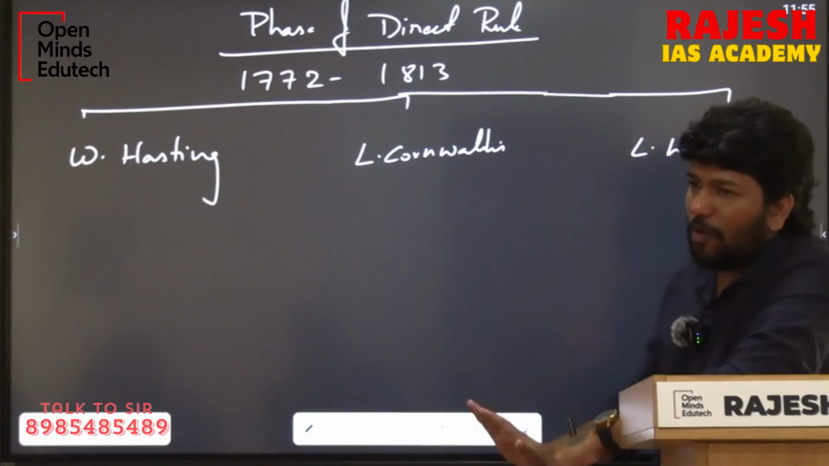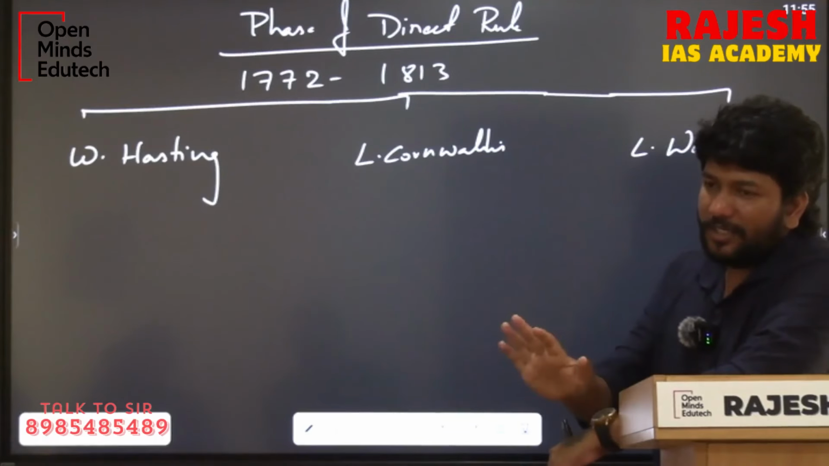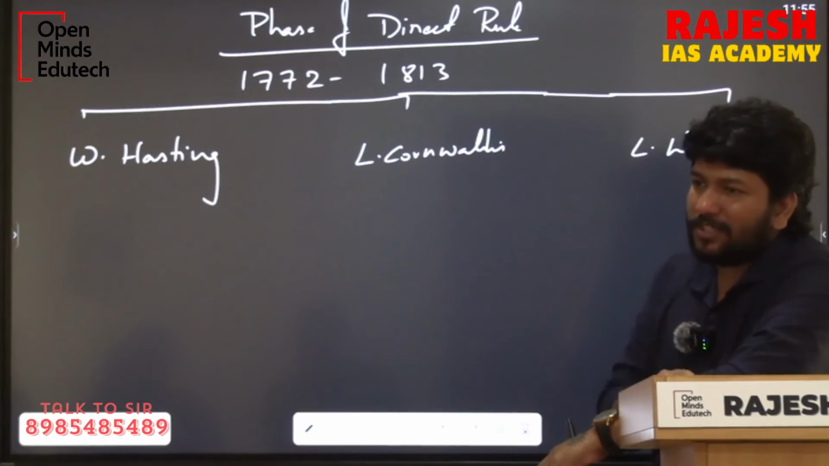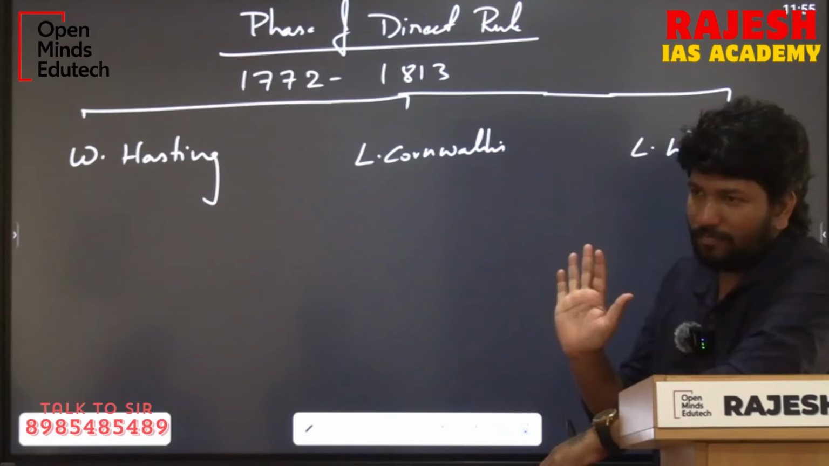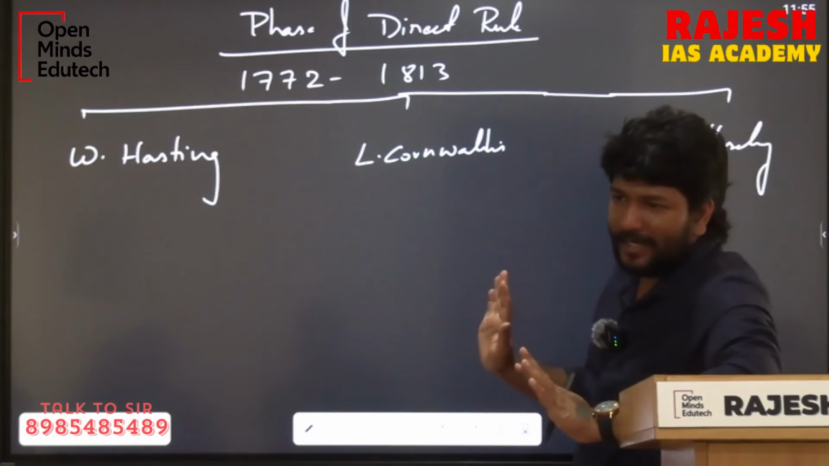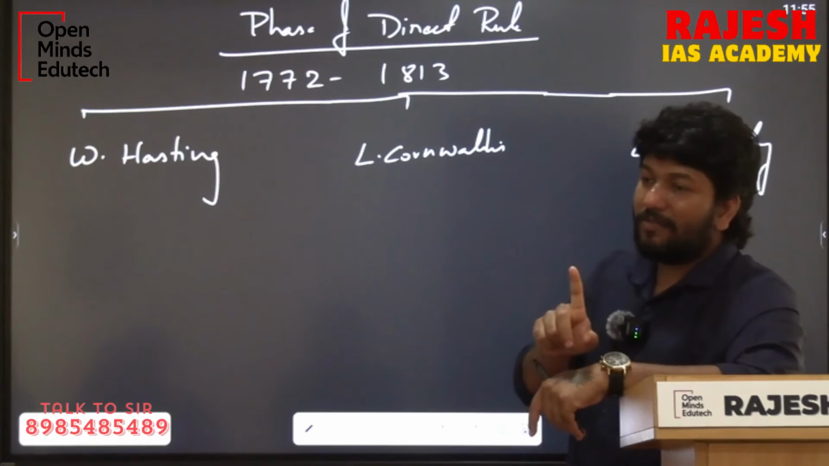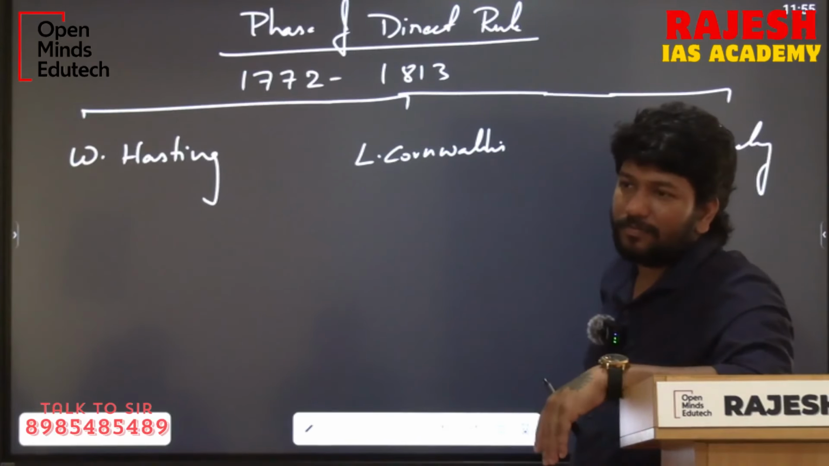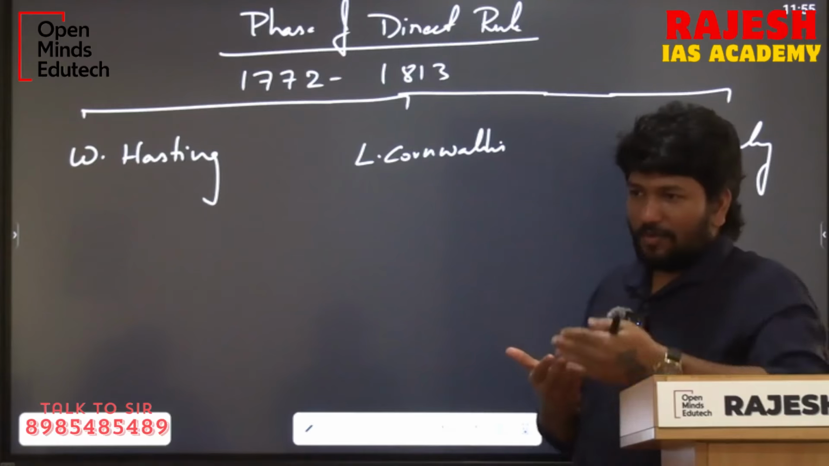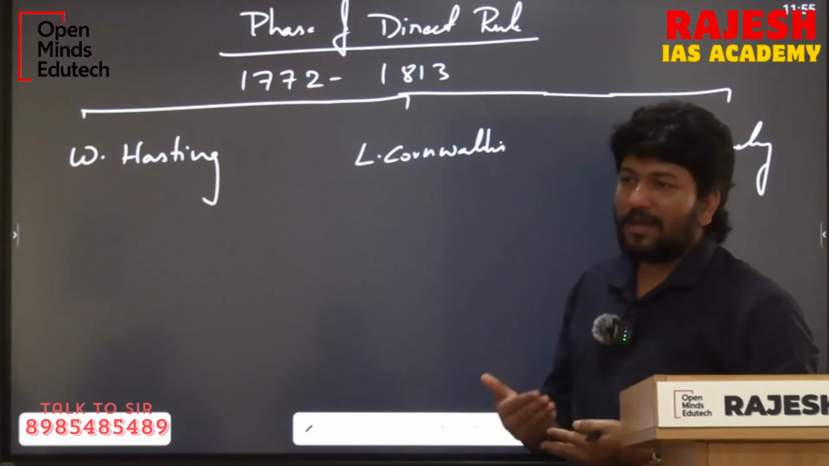Are the Governor Generals British or East India Company? Do they know about Indian administration? They don't know. Got it right? They don't know about any Indian administration, but they want to establish an administration. The purpose of establishing the administration is what? Yes, they want to maximize the revenue.